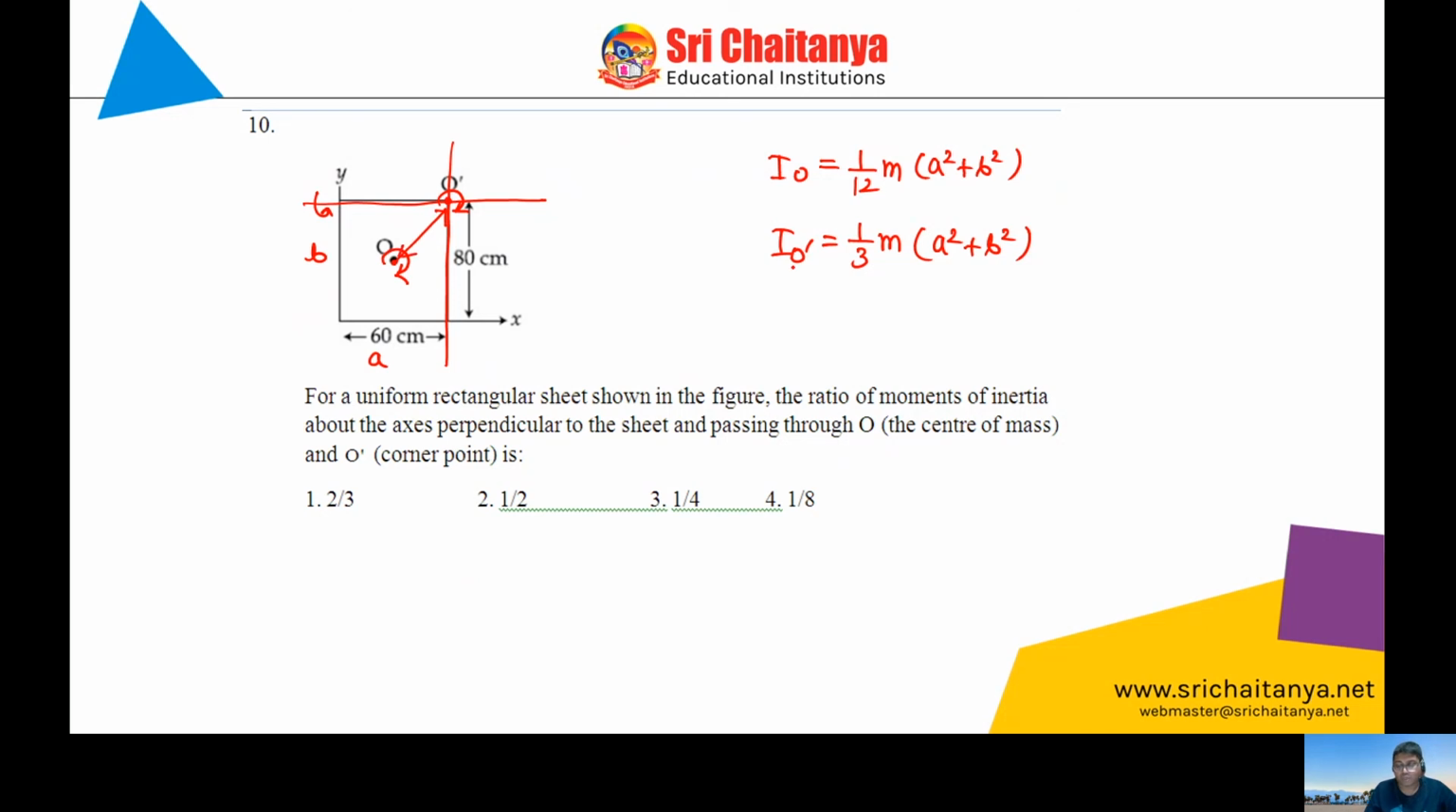So I naught and I naught dash we have known, and we are required to find I naught upon I naught dash. The M (A square plus B square) term will get cancelled, and you will be left with 1 by 12 and 1 by 3, which effectively gives us 1 by 4 as our answer. So option 3 is the correct choice. So that was question number 10. Now let's move on to question number 11.